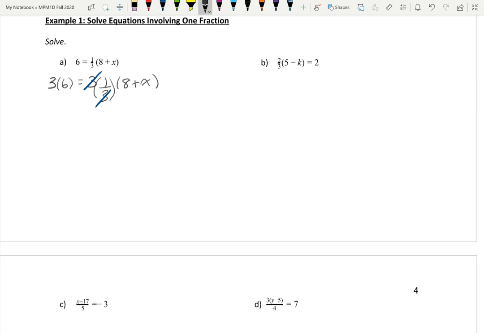Okay, the left side, 3 times 6 is 18. And then we've eliminated the numerator and denominator 3. So now I'm just left with 1 times 8 plus x, and 1 times 8 plus x is the same thing as saying 8 plus x. And now I'm going to collect my like terms on one side and isolate for my x.